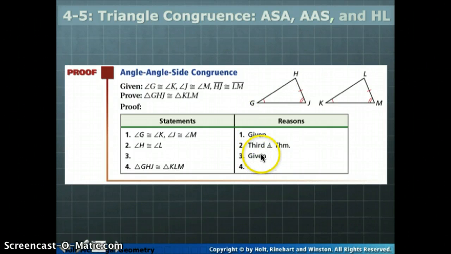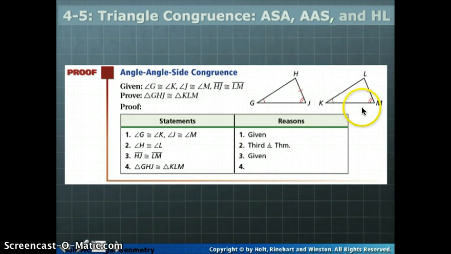Now the next one also says given. If I look back at the given statement, notice I used the first two pieces, but I did not use the third yet. So for that next given, I'm going to write HJ. So the only other thing I need to fill in is, why are our two triangles congruent? A lot of times if we add the symbols into the picture, it makes it easier for us to find this last reason of why the triangles are congruent.